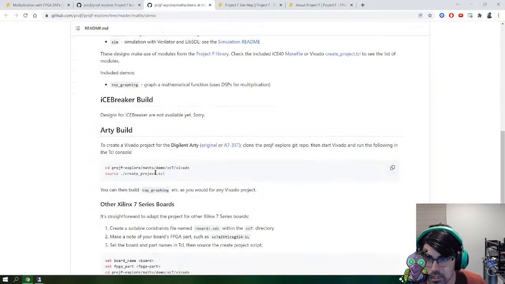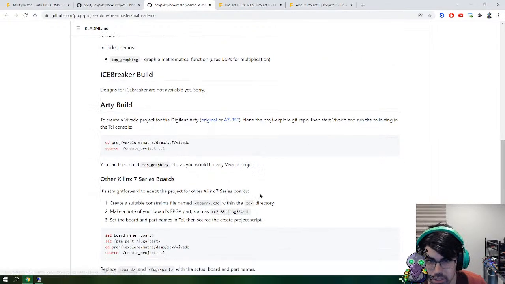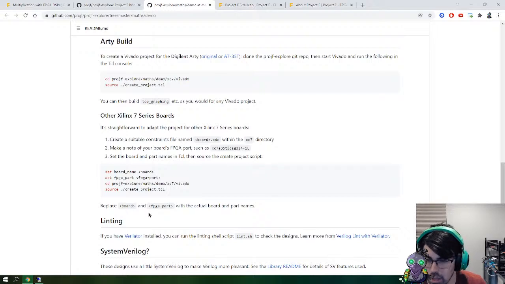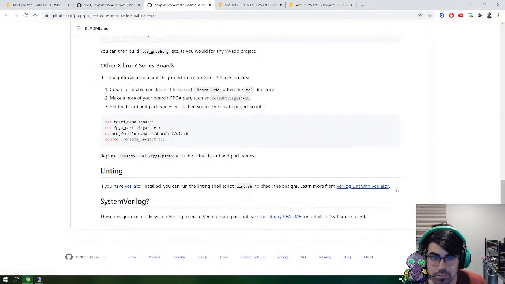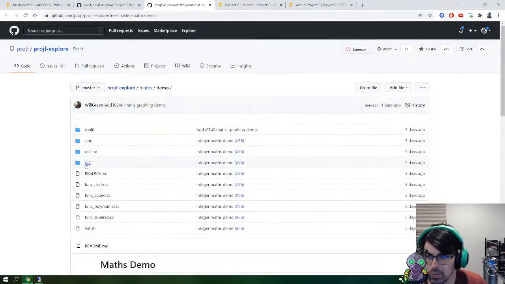So I guess we want to look at the XC7 board. Yeah, I have the original one, not the 35K. I have the original. Okay, so yeah, let's take a look right here.